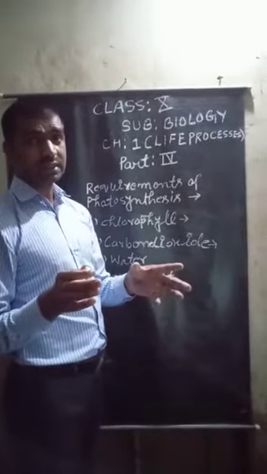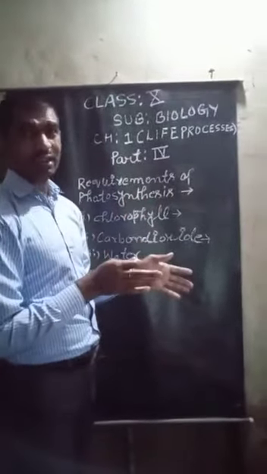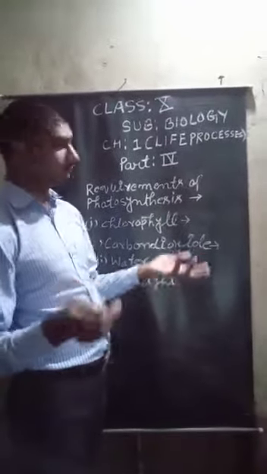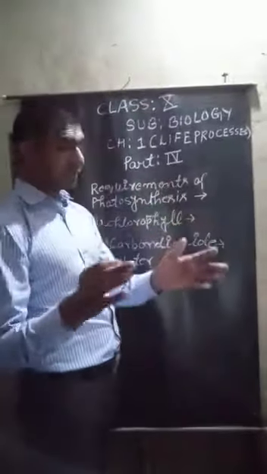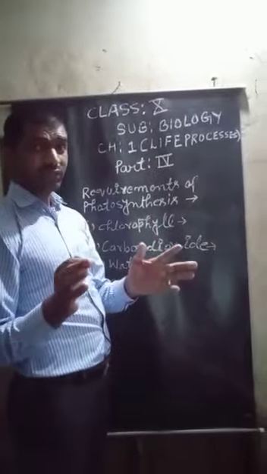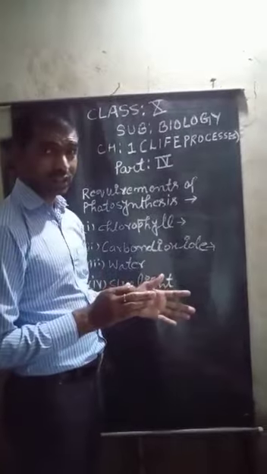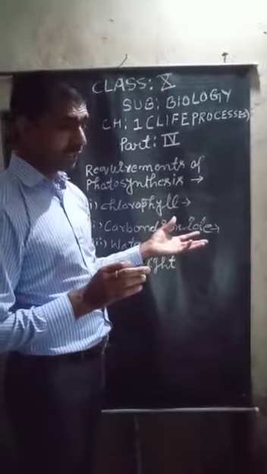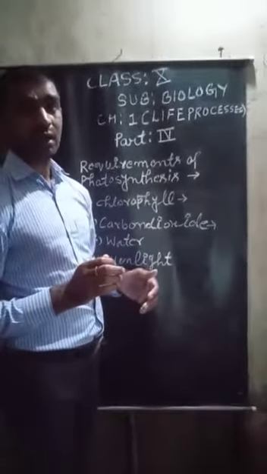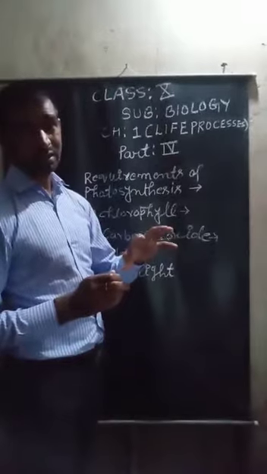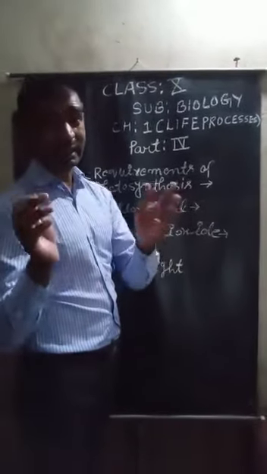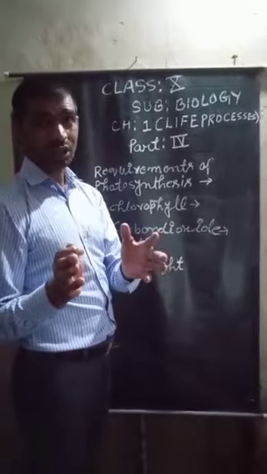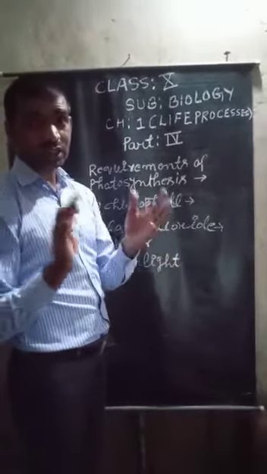Aquatic plants obtain carbon dioxide from where? From water. That means aquatic plants obtain carbon dioxide from water, and land plants obtain carbon dioxide from the atmosphere. The carbon dioxide enters the leaves through stomata. Stomata are small pores present on the lower surface of the leaves.